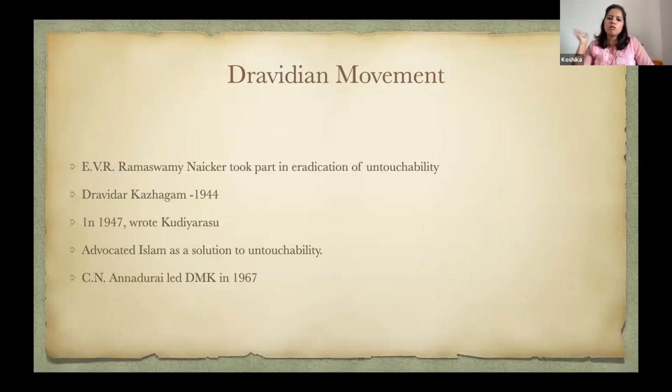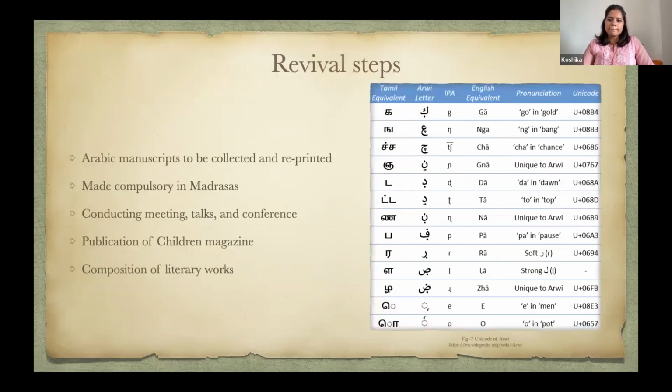So there are a lot of stories, a lot of events that happened, to say that political people were also supporting Tamil Muslims. So next is a revival step. We are almost at the end of the talk. This is the revival step that can be done to bring back Arabic as a script.